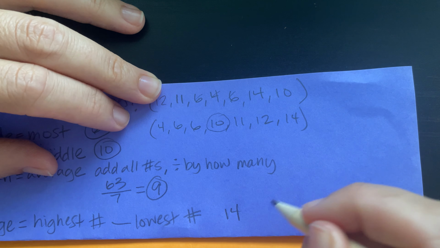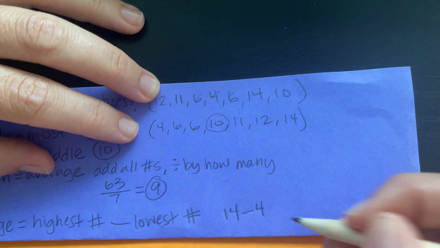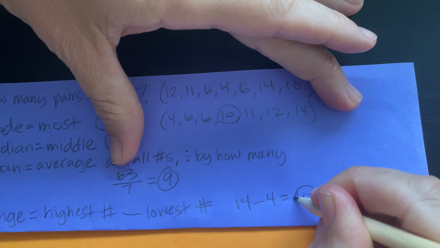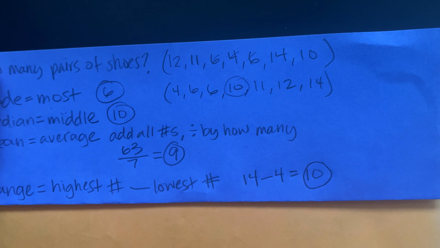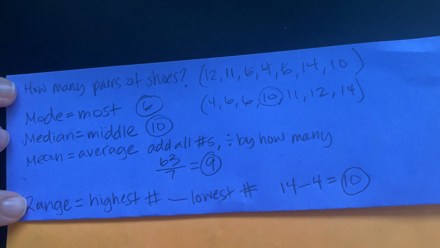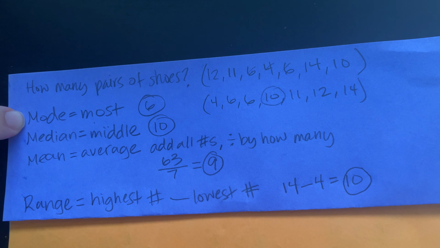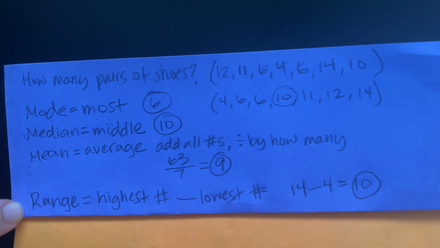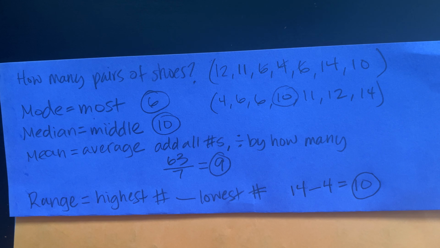Our lowest is 4. So it'd be 14 minus 4. So this set has a range of 10. All right, pretty basic stuff. So mode means most, median is middle, mean is average, and range is the highest minus the lowest.